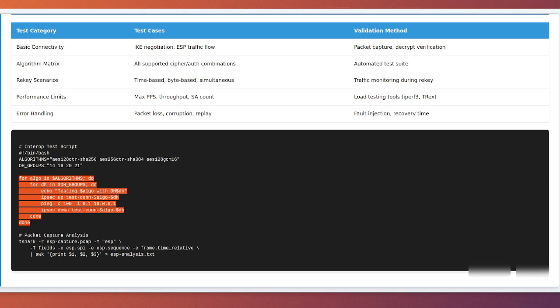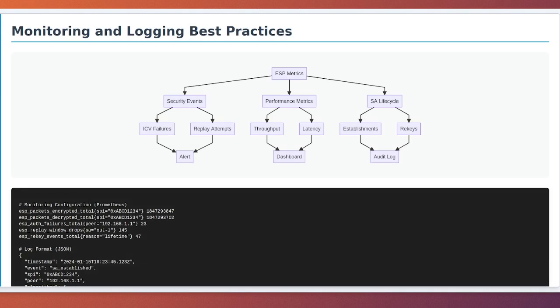Advanced feature compatibility requires careful testing, even when both endpoints claim to support it. Features like extended sequence numbers, traffic flow confidentiality, or multicast ESP may have different interpretations or implementation bugs. Use test vectors from RFCs where available to verify correct implementation. Create specific test cases that exercise edge conditions in these features. Document all findings comprehensively, including packet captures and configuration files, as this information is invaluable when working with vendor support teams to resolve issues.